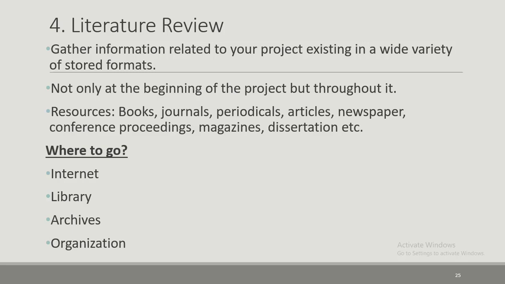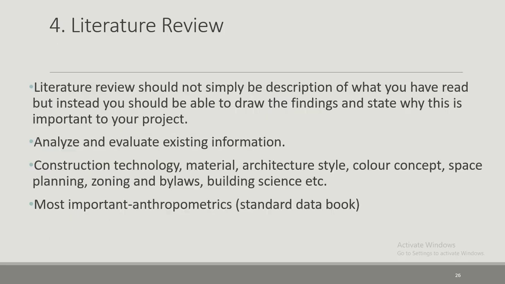Here, you gather information related to your project existing in a wide variety of stored formats. It is done not only at the beginning of the project but throughout the design process. For literature review, resources may be books, journals, periodicals, articles, newspaper, conference proceedings, magazines, dissertation, and so on. Where to find these resources? We can surf the internet, go to a library, archives, or any organization related to our project.